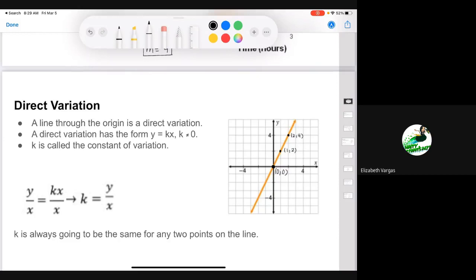So in order to find direct variation, hold on 1 second. Hello. Hello. Yeah.